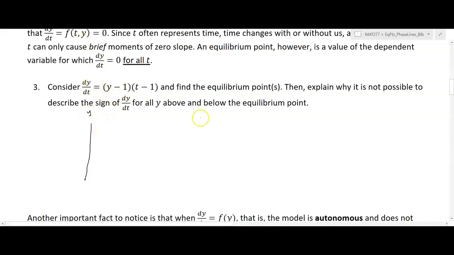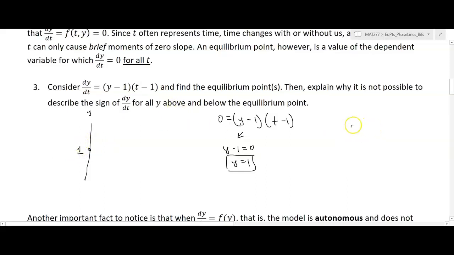I see here that if I set this equal to 0, 0 equals (y minus 1) times (t minus 1), the only value of y that will make this 0. Now clearly if t is 1, then this whole right-hand side becomes a product involving a 0 factor, but the only value of y that will make this 0 is if this factor here is 0, and that means y is equal to 1. So that's our only equilibrium point, when y is equal to 1. Okay, but what happens if y is bigger than 1?